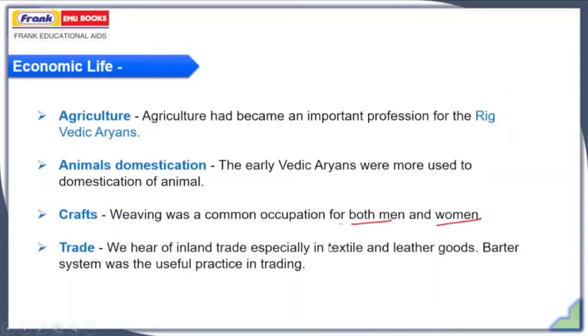Now coming to trade, we heard of inland trade, specifically in the areas of textile and leather goods, but recent researchers have also verified that there was some kind of sea trade or oceanic trade also. The barter system was the helpful practice in trading. Coinage was developed in the later Vedic period, not in the early Vedic period. In the early Vedic period, trade was conducted on the basis of the barter system only.